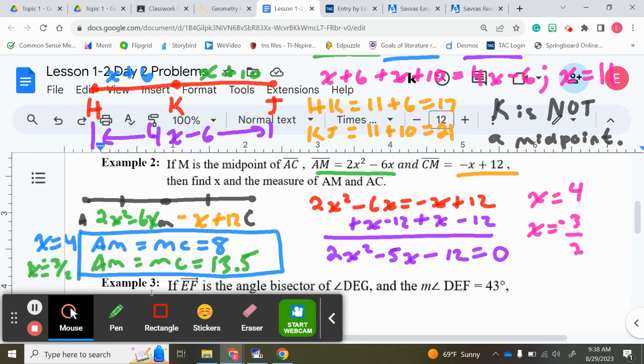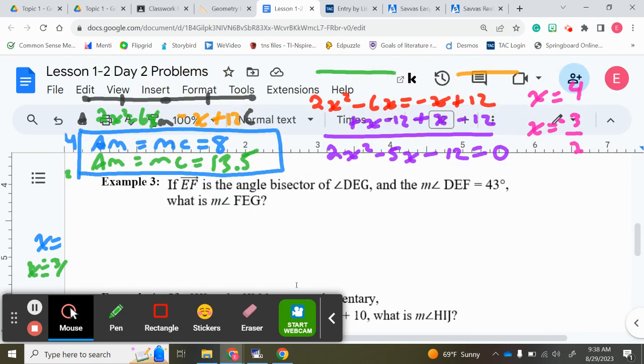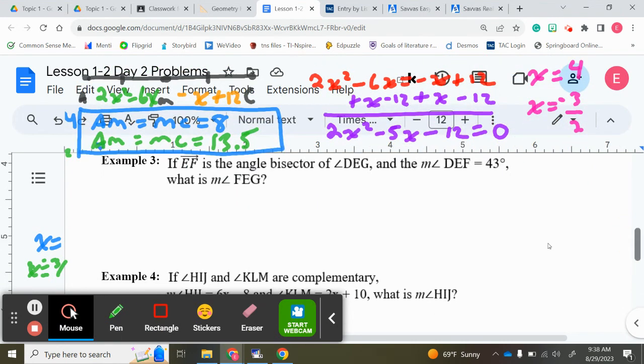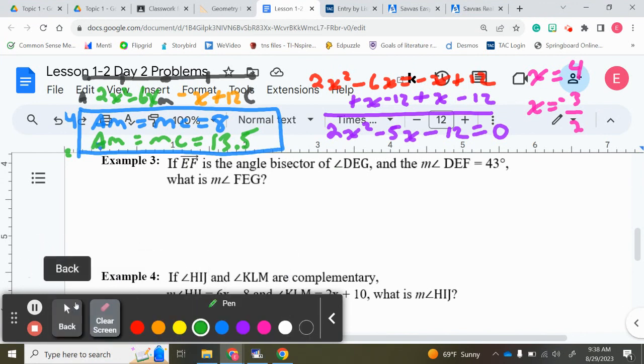All right, example 3. I'm going to just erase this real quick so it's out of the way. Example 3 states that if ray EF is an angle bisector of angle DEG and the measure of DEF is equal to 43, what is the measure of FEG? The first thing I'm going to do here is draw this angle. So I have this entire angle that we call DEG.